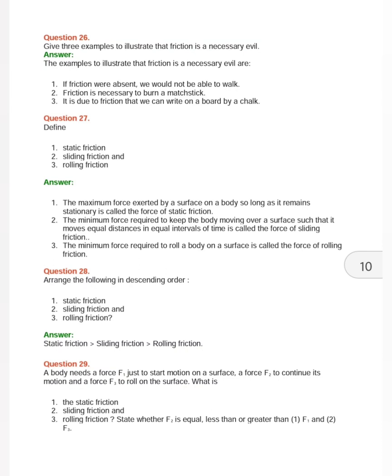Question 28. Arrange the following in descending order. 1. Static friction, 2. Sliding friction and 3. Rolling friction. And the answer is static friction is greater than the sliding friction, which is greater than the rolling friction. Question 29. A body needs a force F1 just to start motion on a surface, a force F2 to continue its motion and a force F3 to roll on the surface. What is 1? The static friction, 2 sliding friction and 3 rolling friction. State whether F2 is equal to, less than or greater than F1 and F3.